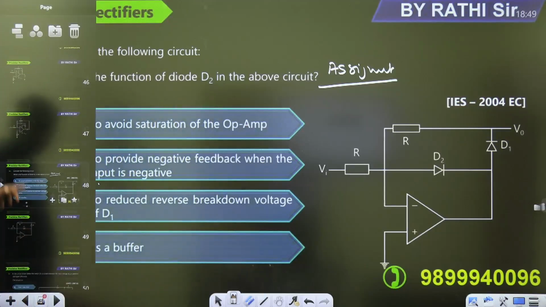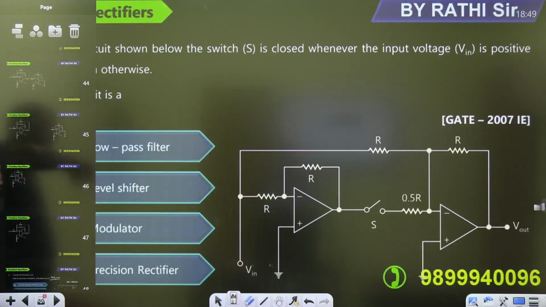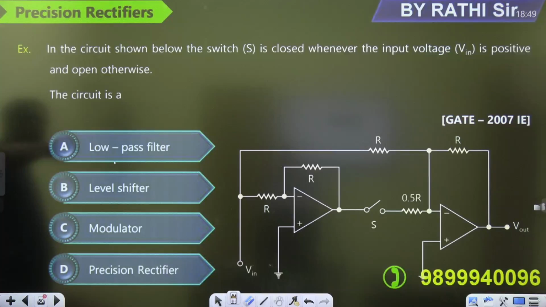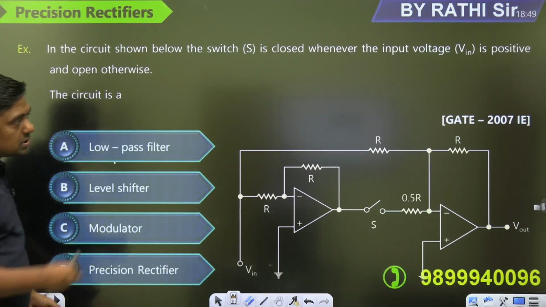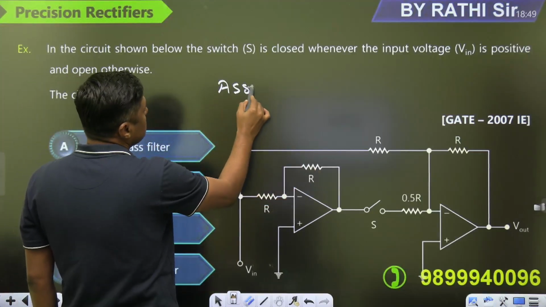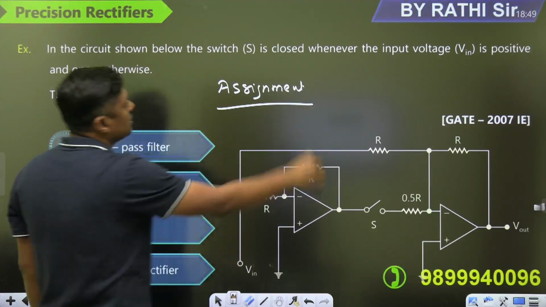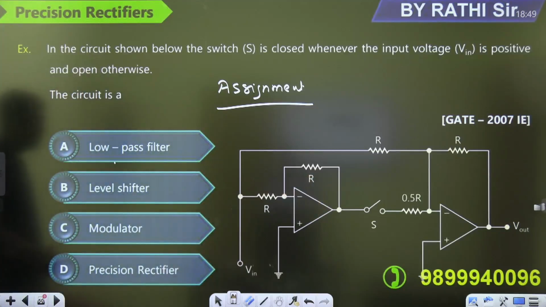Then the fourth one. This was a question from the instrumentation branch, instrumentation engineering in 2007. In the circuit shown below, the switch S is closed whenever the input voltage is positive and open otherwise. The circuit is... So this is the op-amp, first one and second one. So this is the assignment.